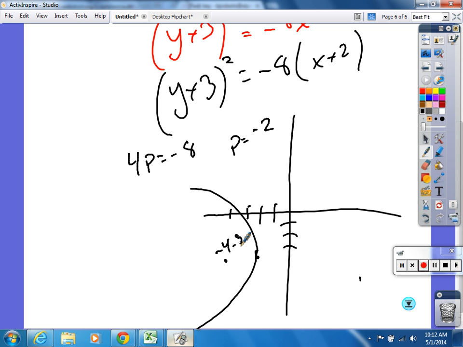That was pretty easy, wasn't it? Where's my directrix? So we're going to this line right here, which is, we all know, x equals 0 would be my directrix. You guys want one more, or you feel you're good to go?